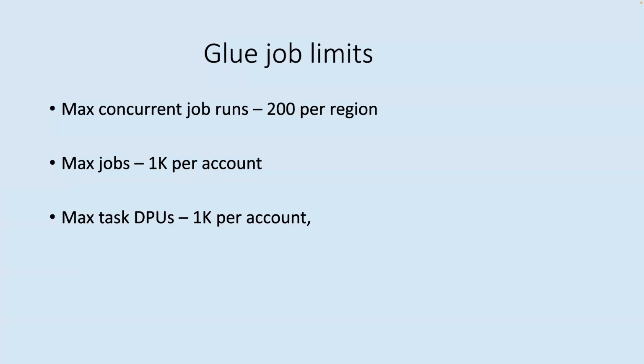It also has limits. You have about 200 concurrent jobs that you can run, and the maximum jobs is the different types of jobs. You can create many different jobs that do different things, but the maximum jobs you can create is 1K per account. And the maximum task DPUs that you can have is also 1K per account.